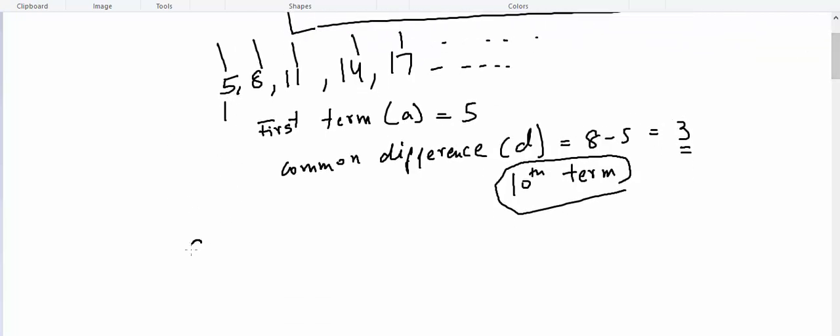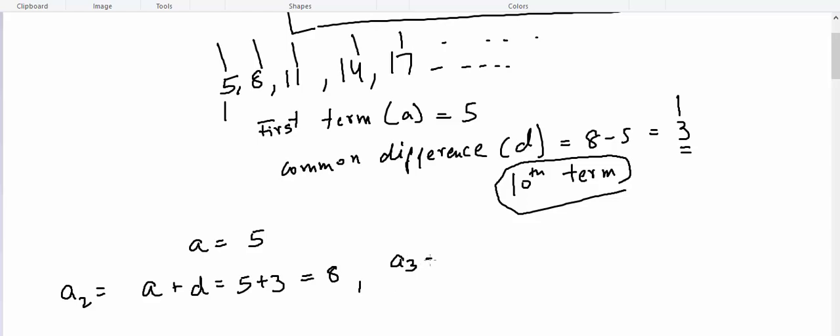Note that the first term in the arithmetic progression is a, which is equal to 5. We can find the second term, let's represent it by a2. The second term can be found by adding the common difference to it. So a plus d is equal to 5 plus 3 equal to 8. So this makes the second term of the sequence. Similarly, we can find the third term of the sequence by adding the common difference 2 times to the first term, and it will be equal to 5 plus 3 plus 3, which is 11.